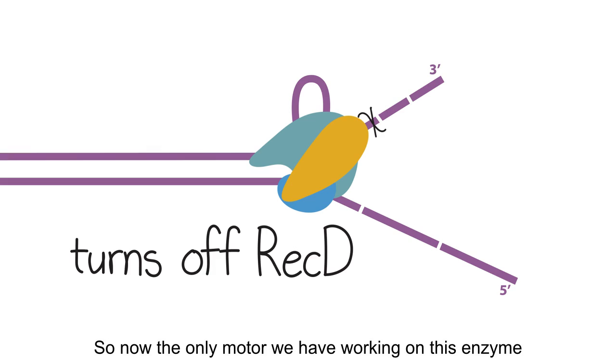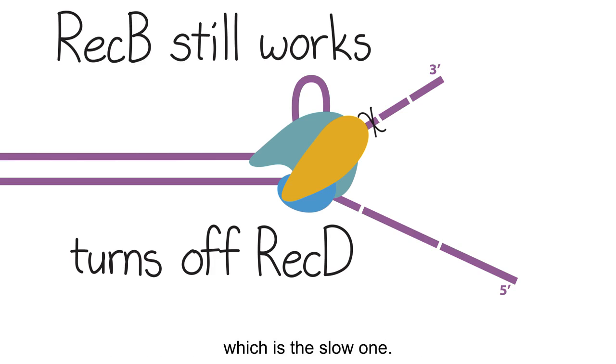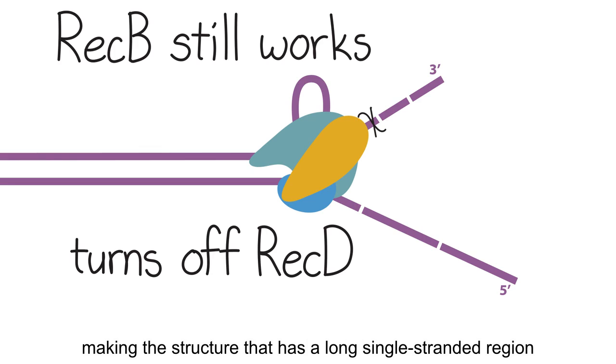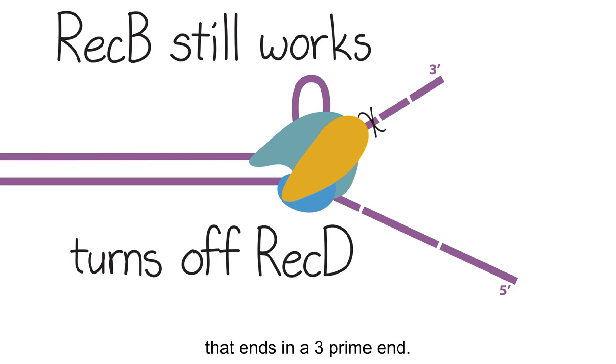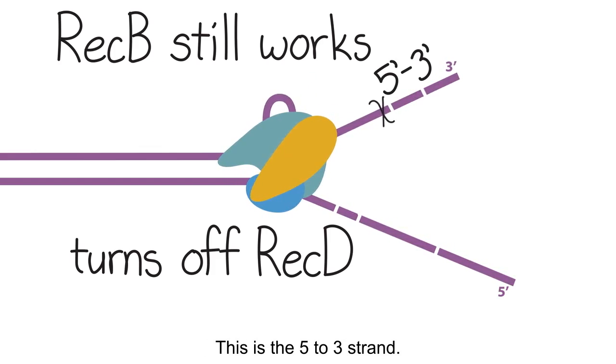So now the only motor we have working on this enzyme is the top strand motor, the B protein, which is the slow one. So this is really critical for how this enzyme achieves making the structure that has a long single-stranded region that ends in a 3' end. So this is the 3' end here. This is the 5 to 3 strand.